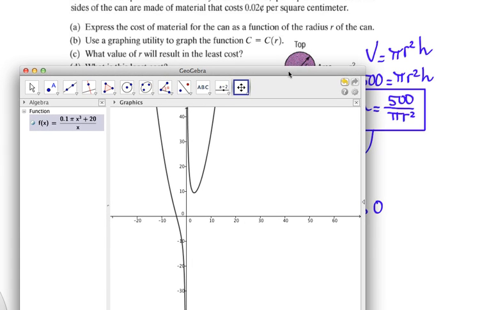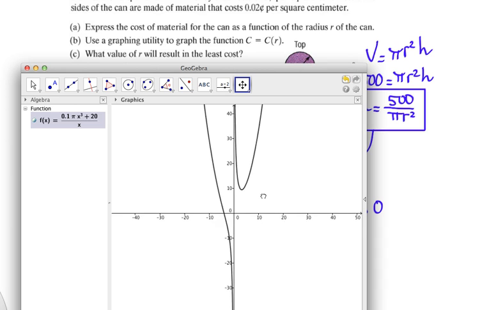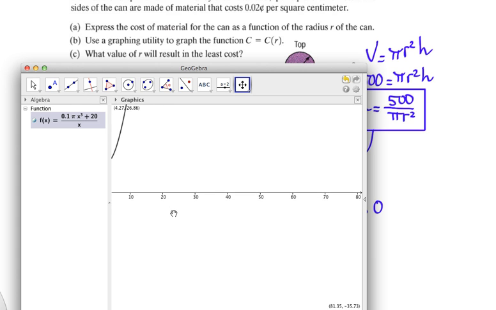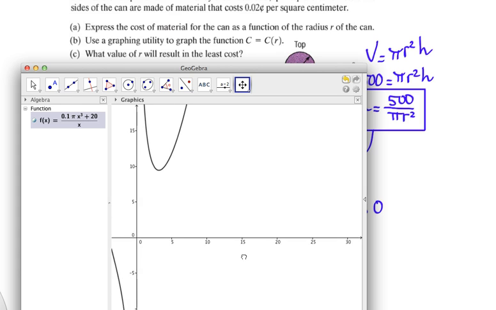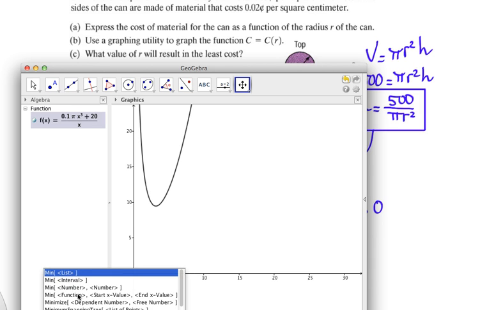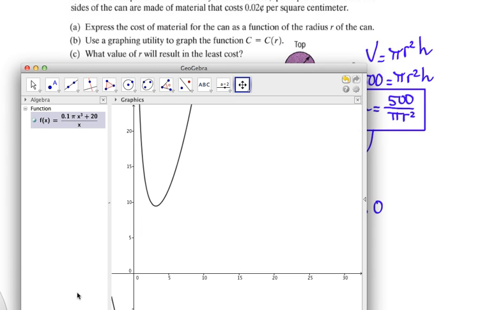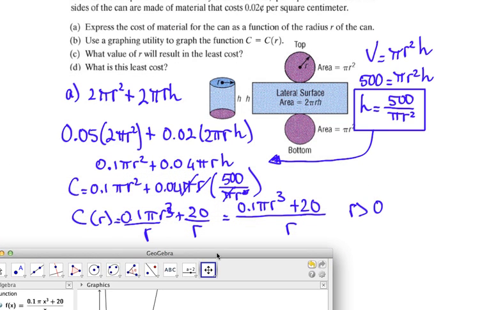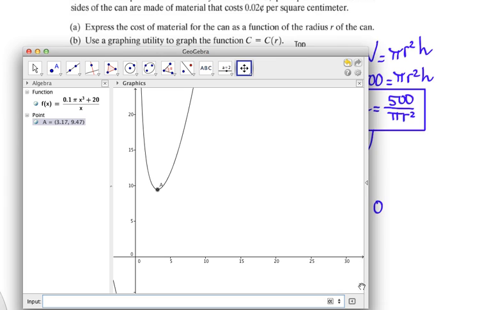What value of r will result in the least cost? Well, keep in mind I don't really care about this part, so we're going to get rid of that. And then the least cost would be right there, which is a minimum in this case. So minimum, what do we want? Function is f of x. Start value, let's start at 0. The end value, well, I don't really care. If I just go to 10, I'll catch it. So there we go. The minimum occurs at an x of 3.17, and then it'll be 9.47. So 9.47 cents apparently is what the cost is. And that's it. Okay, thank you.